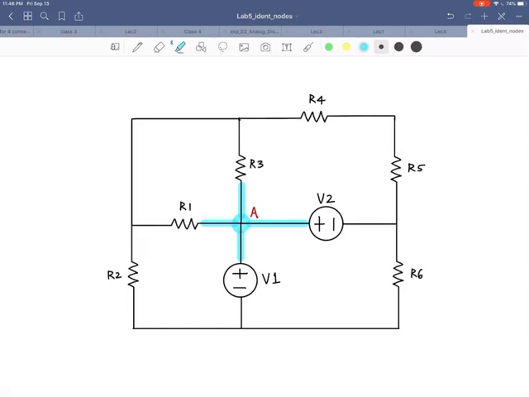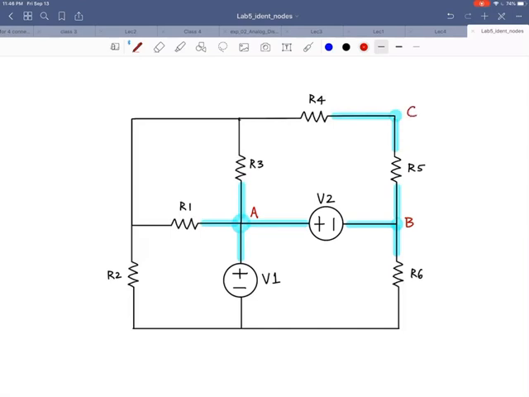Let's move on to a different node. Over here we have the point of intersection between two resistors and the voltage source, and we can label this node B. The third point, or the node, can be between resistors R4 and R5, and all these points are going to fall in that node, and we can call this node C.